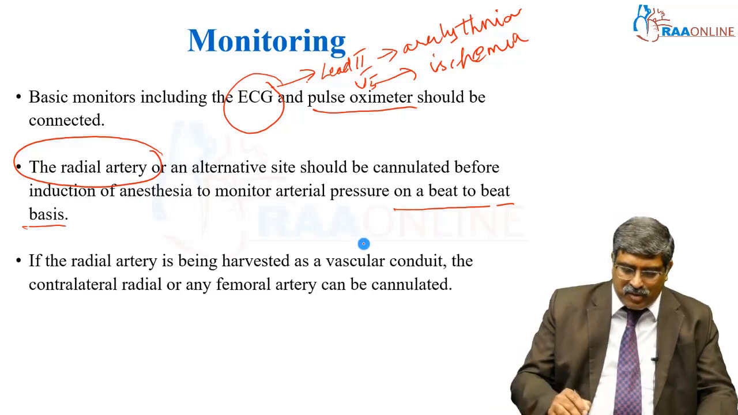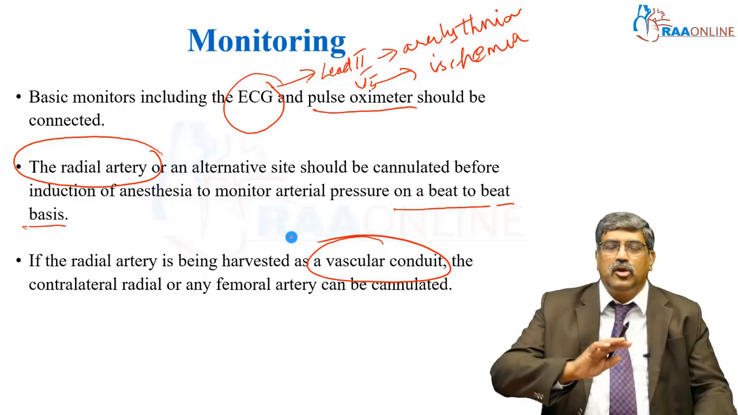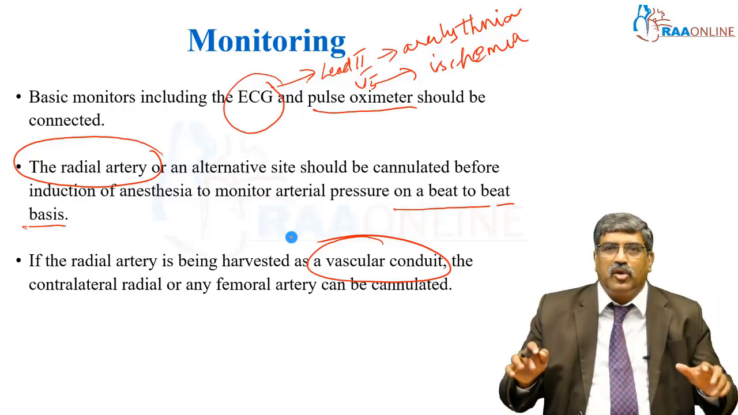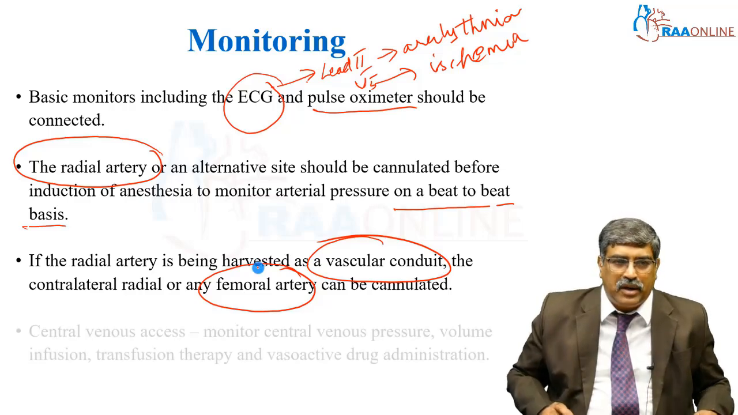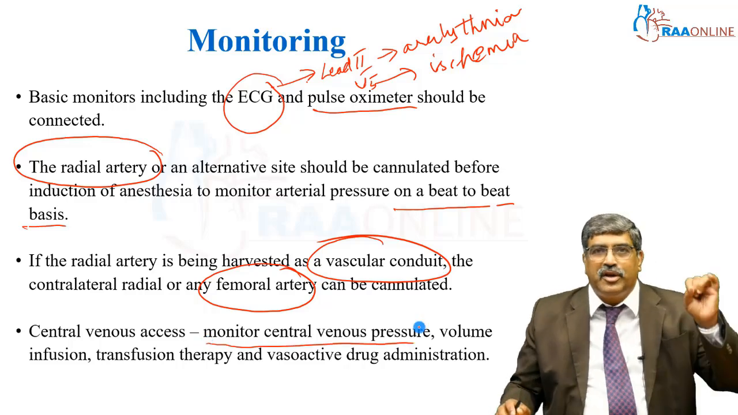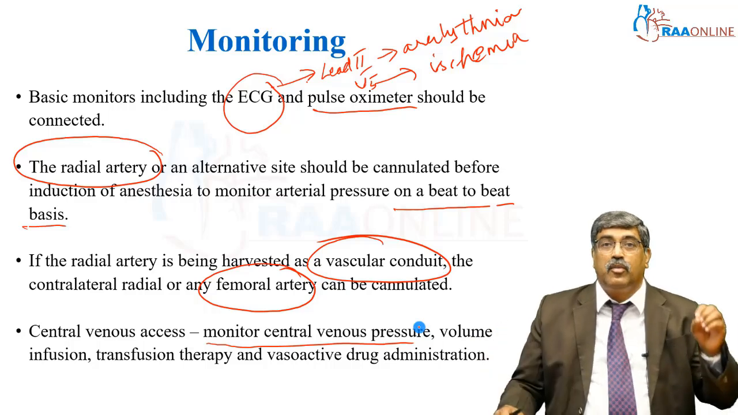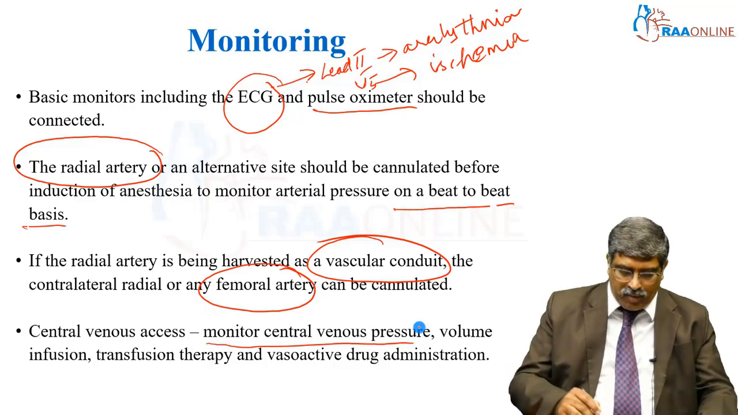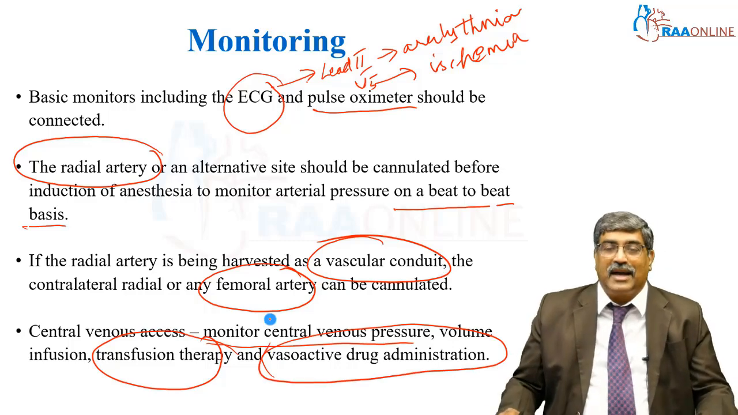If radial artery is used as a vascular conduit for coronary artery bypass grafting, you will use the radial artery on the opposite hand. If that radial artery is not okay, you go ahead with femoral artery, either right or left femoral artery. And coming to central venous access, this is done to monitor your central venous pressure. Sometimes it can be used to give lot of volume, as volume loss is very common in cardiac surgery, and you need a central line to push in lot of volume, transfusion therapy, and for administration of vasoactive drug.